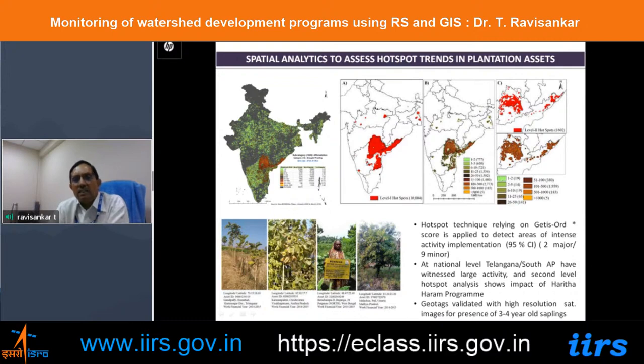And when we analyzed how this has happened, this is because the Haritaharam, the tree plantation program, has been taken up massively in Telangana state. That is how the hotspot analysis has clearly brought out this particular aspect. And once we got the hotspot analysis and other things, then with the help of high resolution images, we could validate them. And these are some of the field photographs to showcase that what the analysis, what we have got through hotspot is valid.